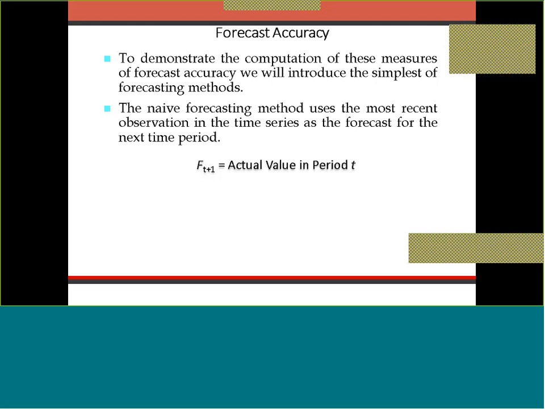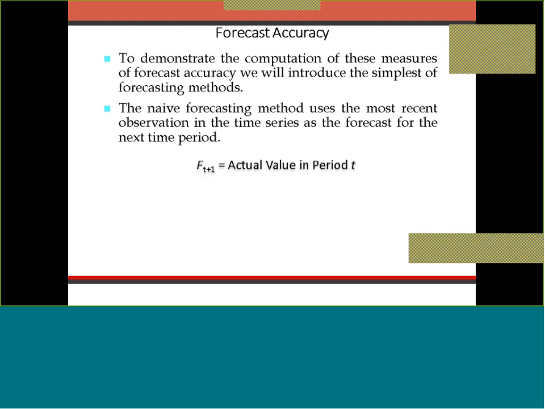To demonstrate the computation of these measures of forecast accuracy, we will introduce the simplest of forecasting methods. Simplest means this forecasting method can be applicable to any pattern. Please remember the note: F(t+1) is the actual value in period t. This is the formula for the simplest forecasting method, known as the naive forecasting method. So what is F(t+1)? It means you are forecasting the (t+1)th level, which is the actual value in period t.